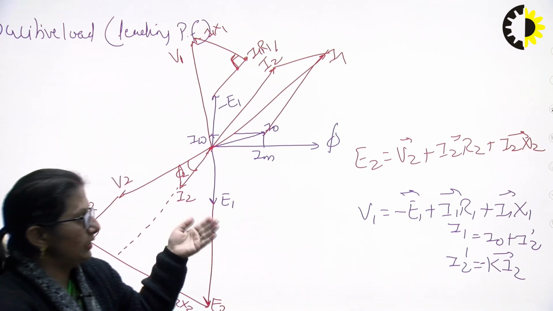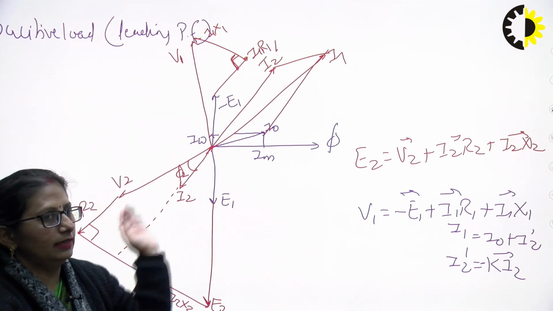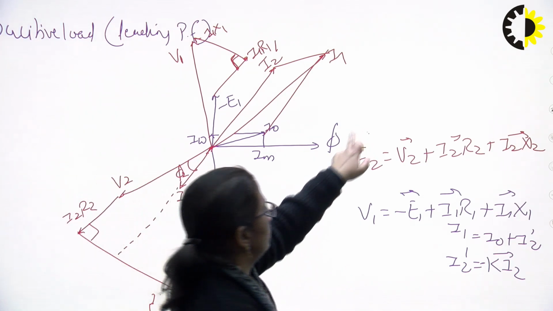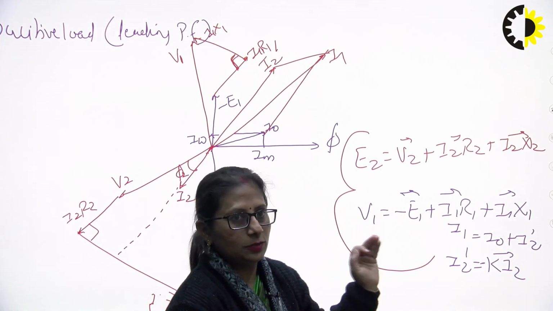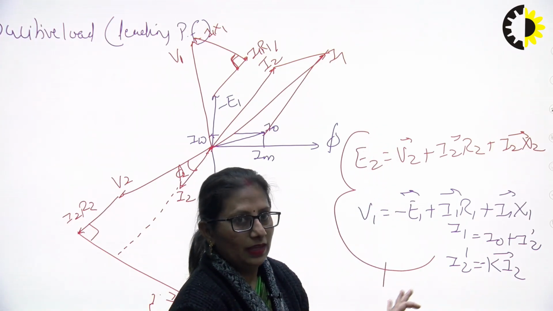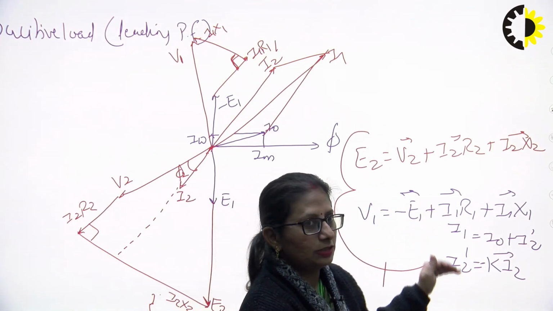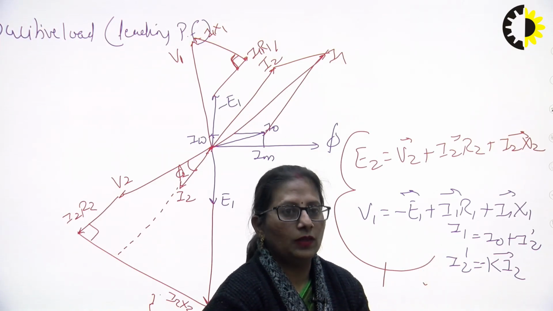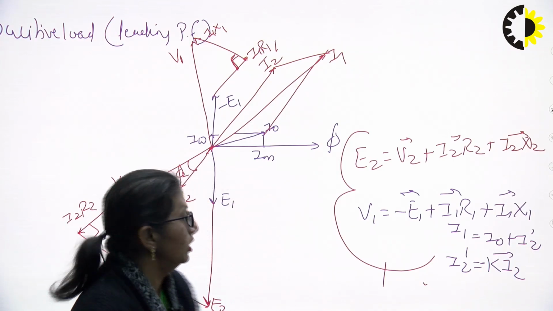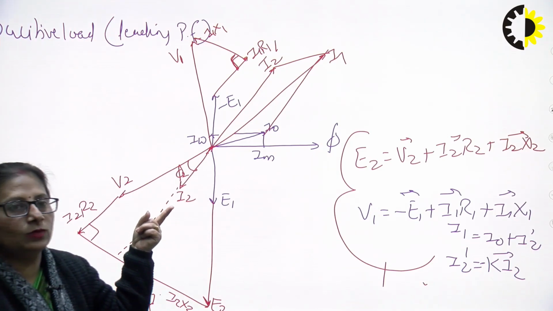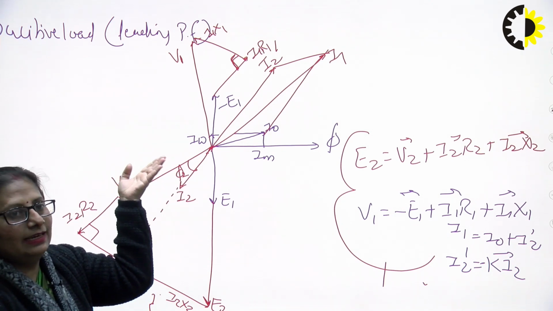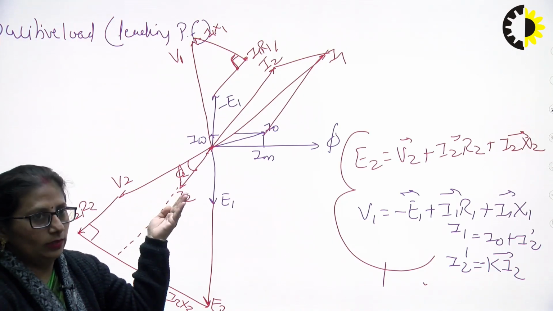So what is the change we just discovered between the earlier lagging and this leading? The only change, the relationships for all are the same. The relationship between E2, V2, E1, V1 is going to remain same. The relationships for I1, I2 dash, I0 is going to remain same. The only thing which is changing is the nature of the load, which is changing the relationship between V2 and I2. Earlier when it was lagging, the I2 was lagging the voltage V2. Now when it is capacitive load, the I2 is leading the voltage V2.